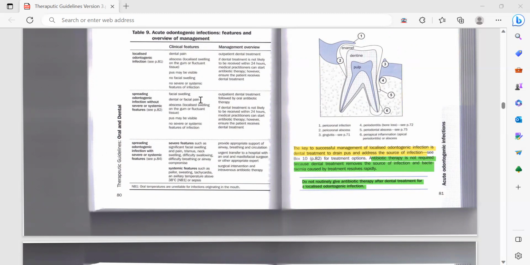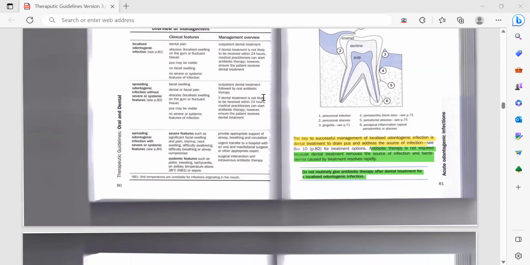So there is dental or facial pain, there is abscess, there is pus, and what is the additional positive finding in spreading infection, which is the facial swelling. Okay. So what you need to do for these patients, you need to treat them as outpatient dental treatment by doing the active dental treatment. Plus, you need to prescribe them some antibiotic to take home.